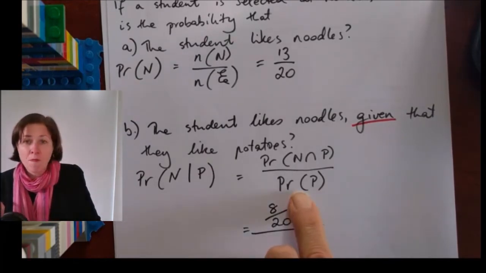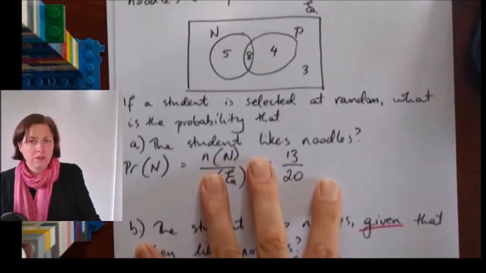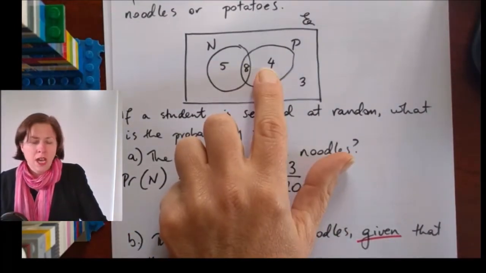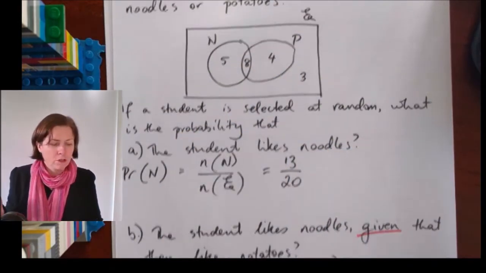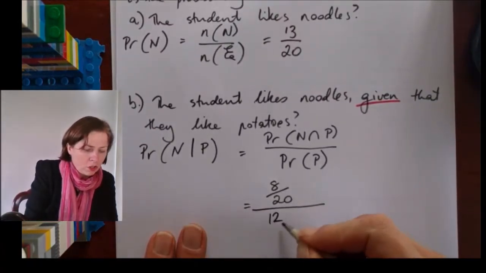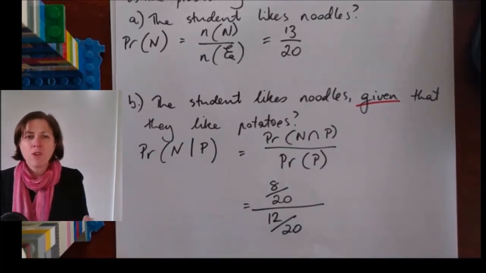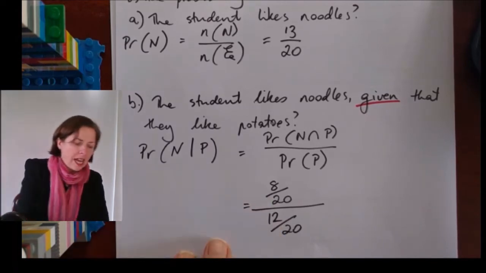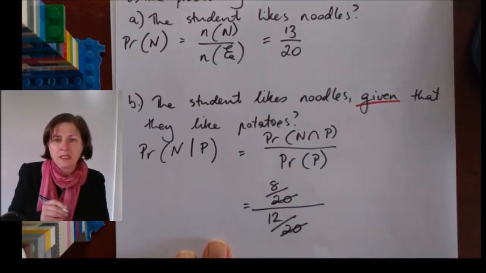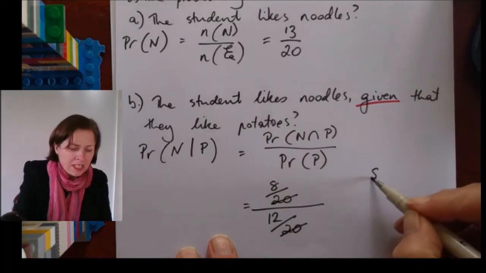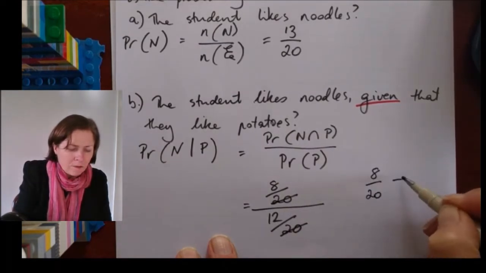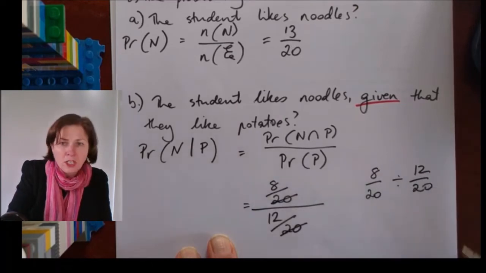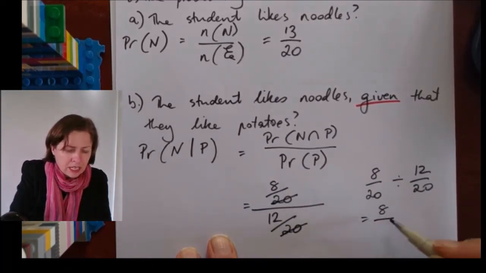The probability of P, well, how many students like potatoes out of the total number of students? 8 plus 4 students like potatoes, that's 12 out of a total of 20. So I've got 12 over 20. Now, when you've got a fraction over a fraction and the denominators are equal, I can just cancel the denominators. And that works if you look at it this way. This is really the same as 8 over 20 divided by 12 over 20, which I would do by flipping the second fraction and changing this to multiplication.